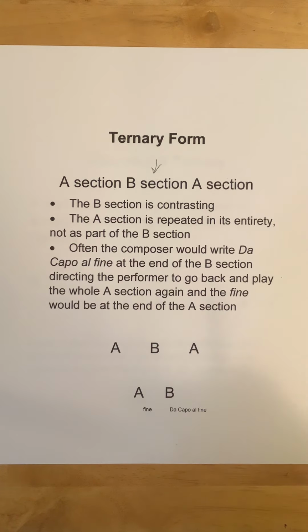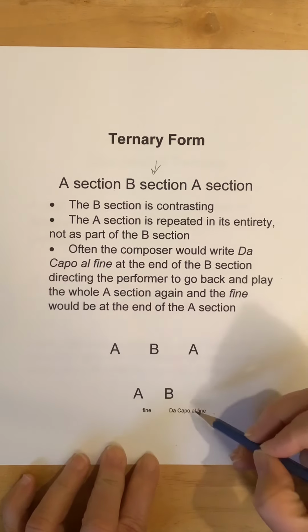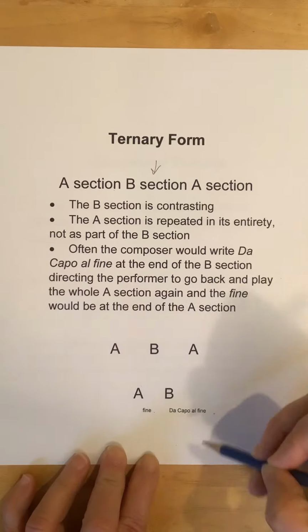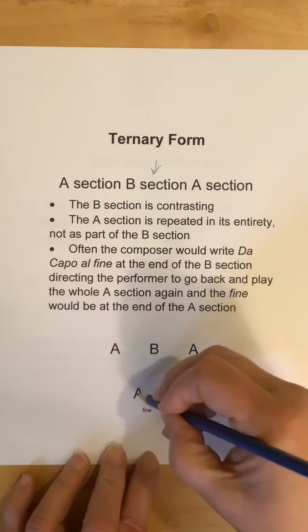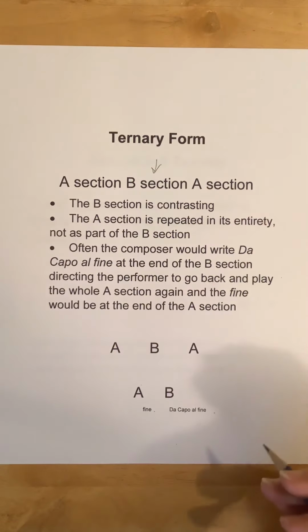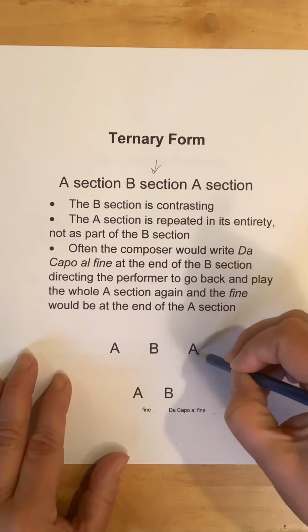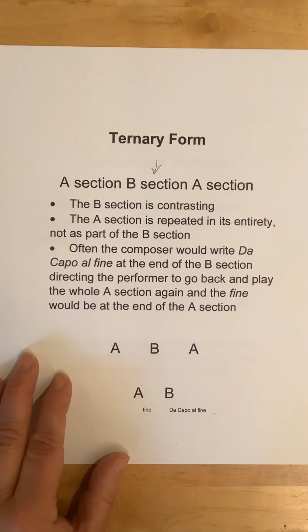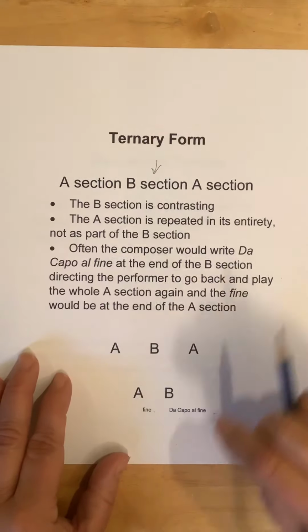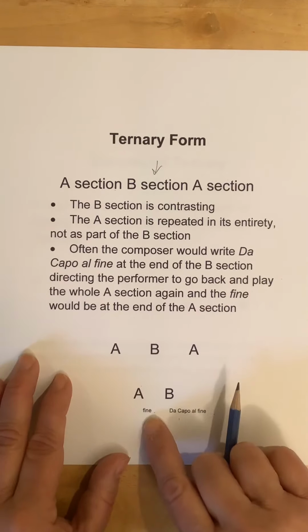Now, often the composer would write da capo al fine at the end of the B section, which means you go back to the A and play to the fine. Sometimes it would say senza replica, you wouldn't repeat, since sometimes there would be repeats within the A and B sections. We'll talk about that in a minute, but not always. Da capo means back to the head, to the start of the piece. It might not even say al fine; you're just supposed to know where the fine is, where you stop.